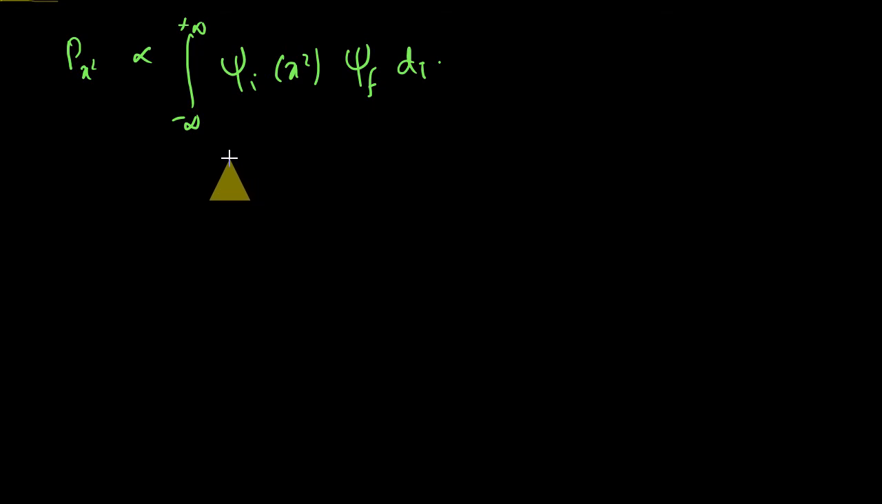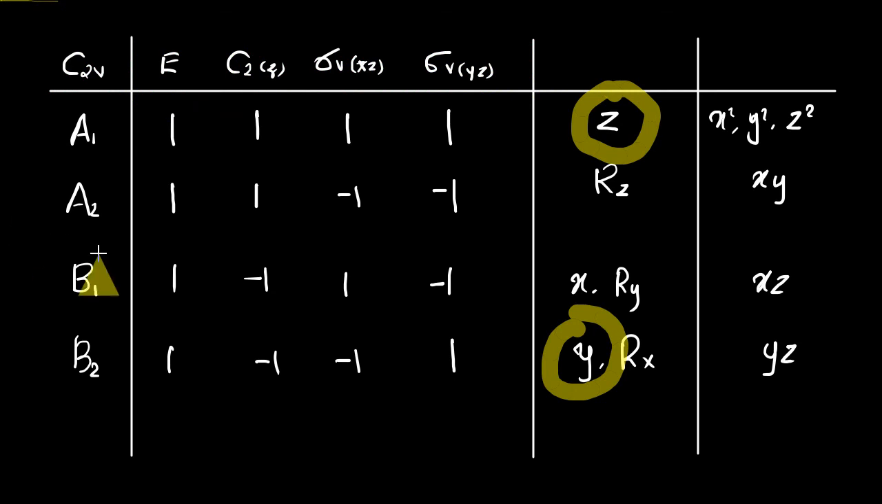What is the result of this integration? Whether it is 0 or non-zero, we can find out by analyzing the symmetry. Psi I in all cases belongs to A1 symmetry. And what about the symmetry of x square? For that, we have to look into the character table. In the character table of C2V, you can see that x square belongs to A1 symmetry.